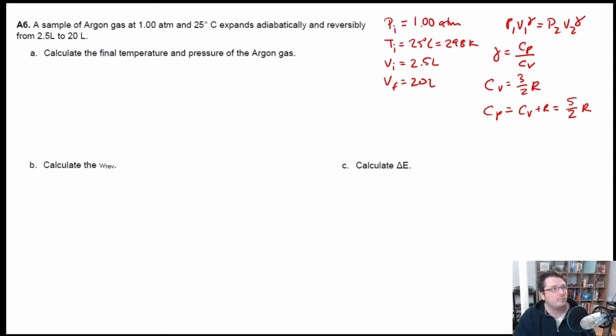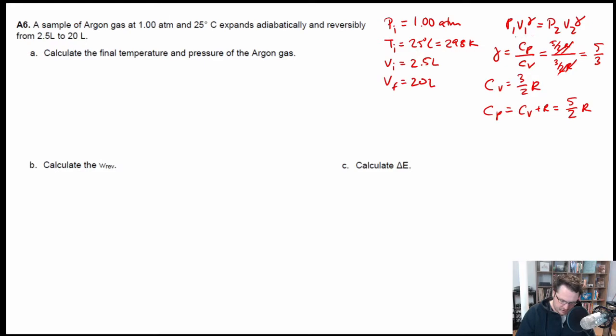Now, what we can then easily do is calculate what gamma is, because if we take those values, we have 5/2 R divided by 3/2 R. The R's cancel, the 2's cancel, and so gamma is just simply equal to 5/3 in these scenarios. So we can just easily use that. And so now, to calculate what the pressure is, we know that the equation is P1 V1 to the power of gamma is equal to P2 V2 to the power of gamma.